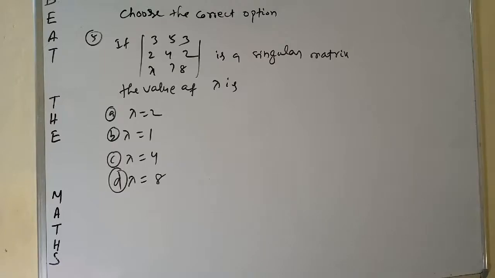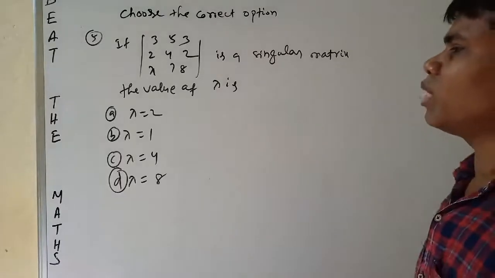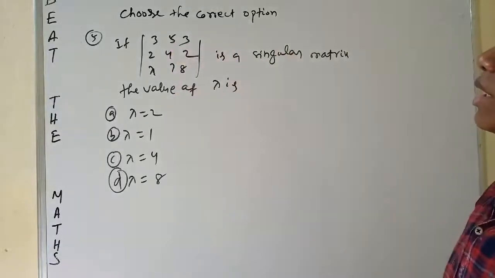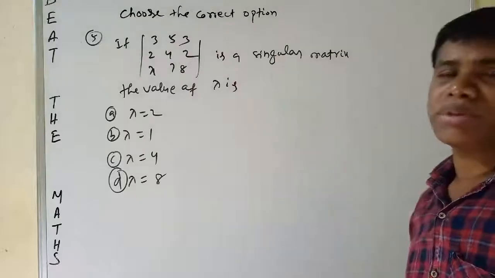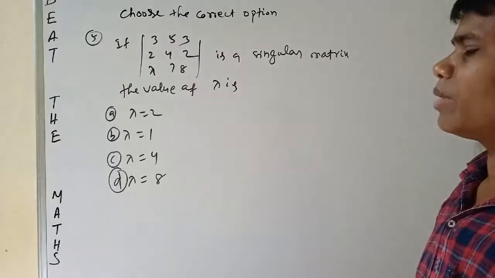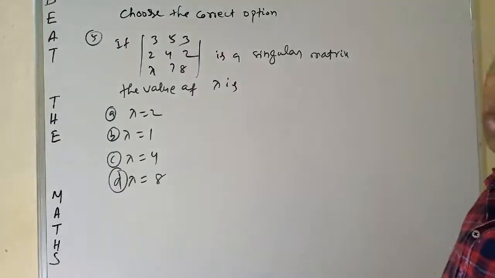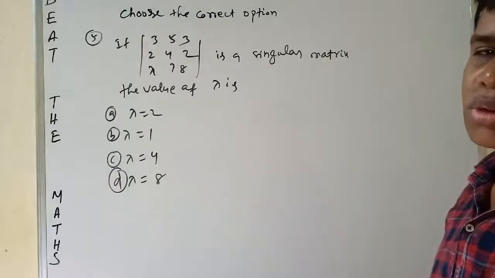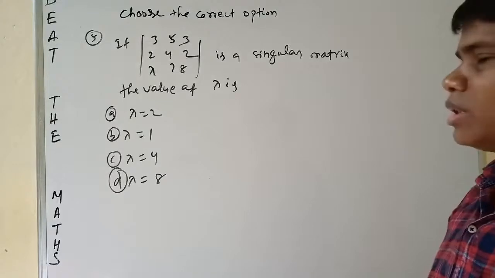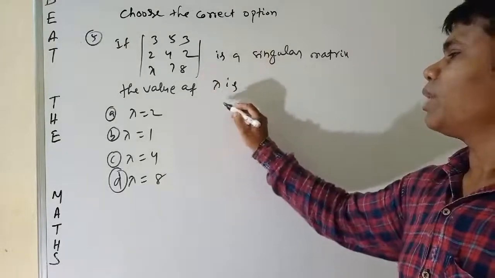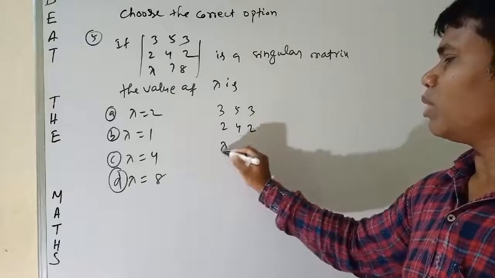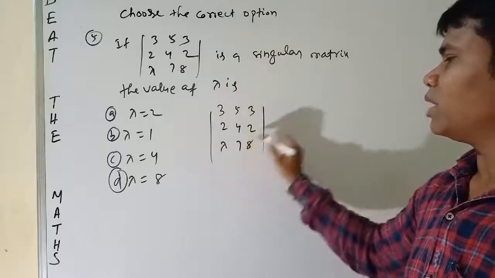You see the next question: if the determinant of 3 5 3; 2 4 2; lambda 7 8 is a singular matrix, the value of lambda is, 4 options are given: lambda is equal to 2, lambda is equal to 1, lambda is equal to 4, lambda is equal to 8. You know what is a singular matrix? A square matrix whose determinant is 0 is called a singular matrix. So we equate the determinant of 3 5 3; 2 4 2; lambda 7 8 to 0.